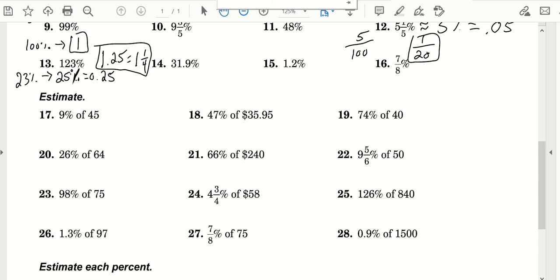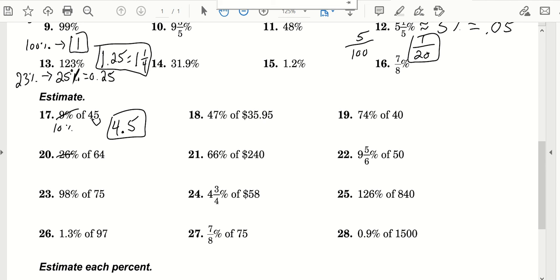All right, next section here says estimate. So 9% of 45. Let's find some numbers that go together. How about 10% of 45? 10% of a number, you're going to take that decimal, slide it over one spot. So right there, and we get 4.5.